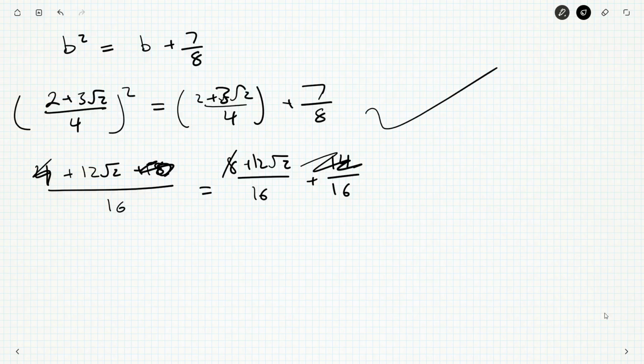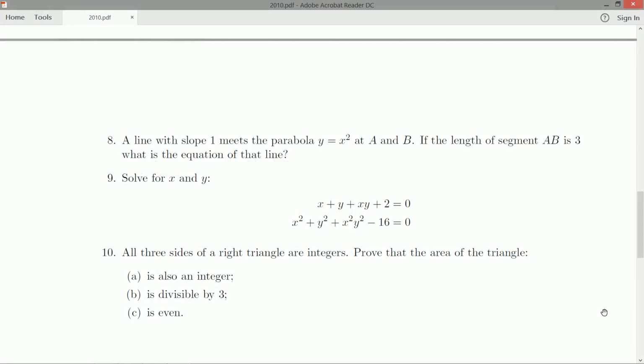Okay. That's just weird. I don't know why it'd be 7 over 8. But I'm sure I could figure out why it's 7 over 8 if I changed the length of segment AB from 3 to something like K and get a formula in terms of K. But really, that doesn't matter right now.